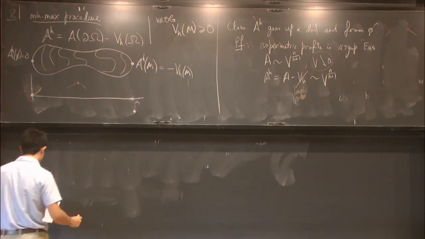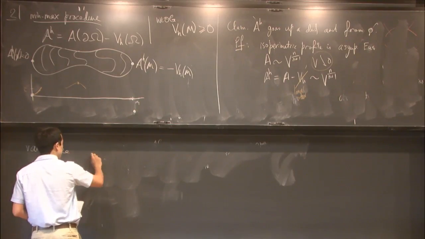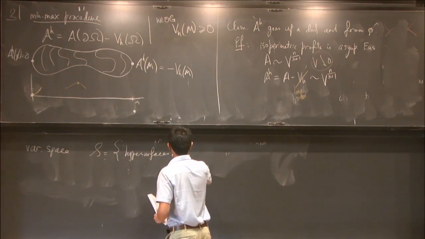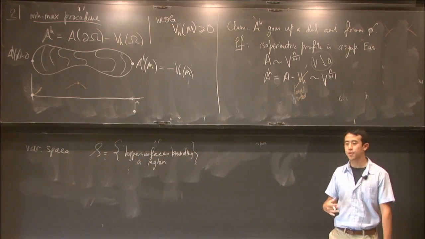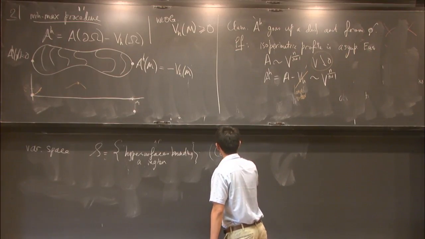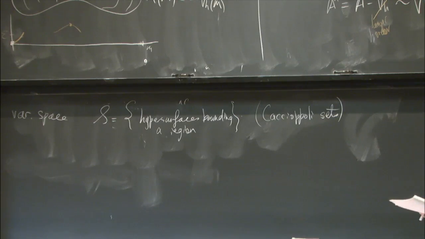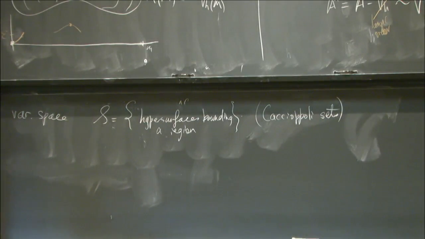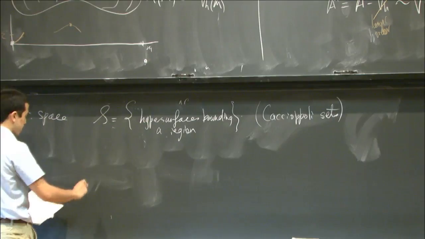Okay, then we can start to run the min-max theory. So again, we take our variational space. This is going to be the space of hypersurfaces bounding a region. In contrast to Fernando's talk yesterday, we're not going to take Z2 coefficients. We are just going to take really Cacioppoli sets, which I can never spell right. It's like Mississippi. Sets of finite perimeter, right? So essentially the natural space for this problem, and we'll see that it's big enough. And of course, we're applying the min-max to this functional AH.